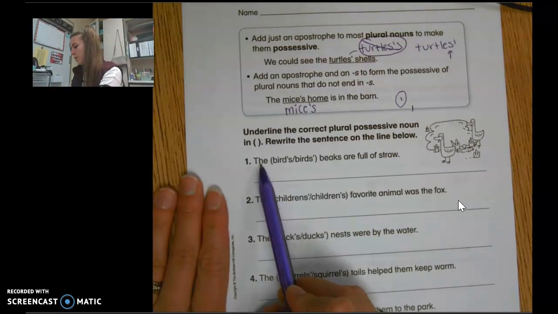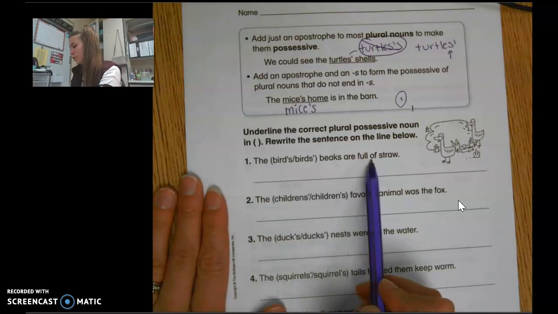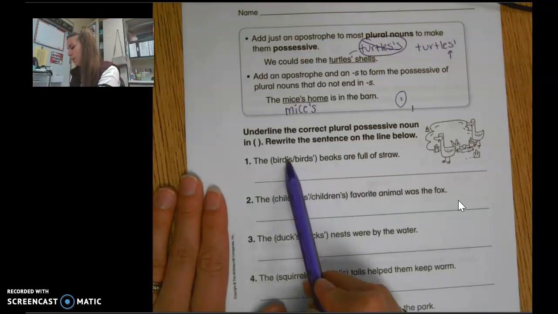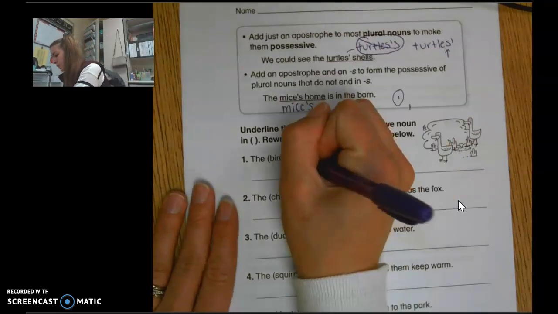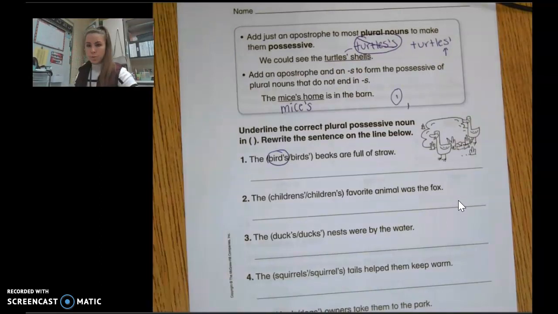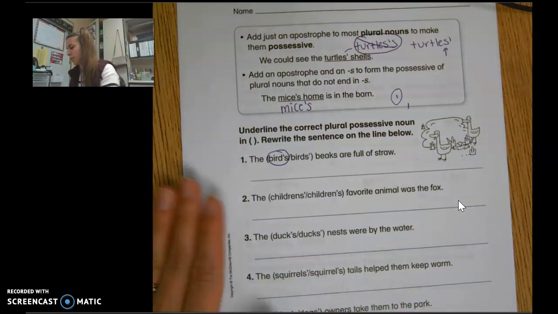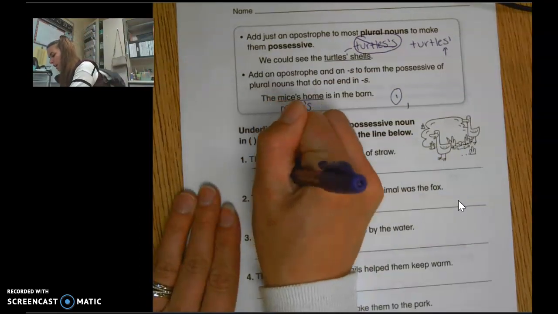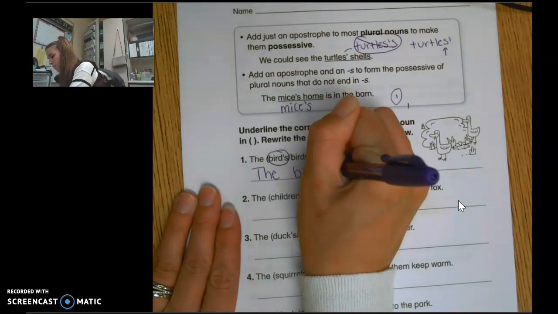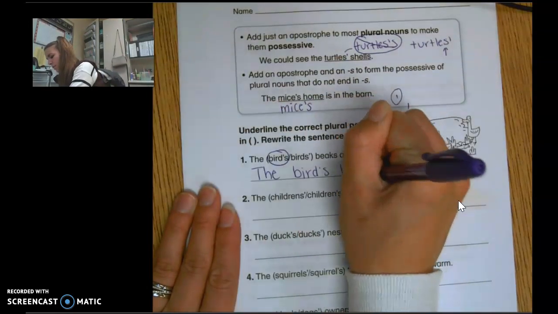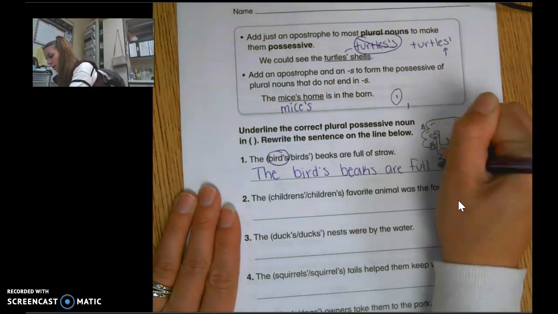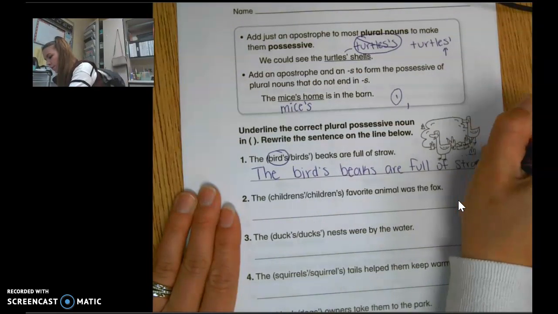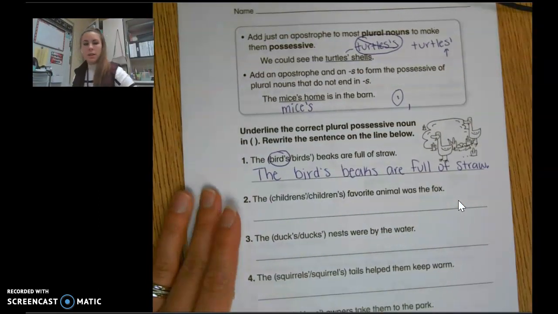So looking at number 1, the bird's beaks are full of straw. Should I put my apostrophe between D and S or at the end? I would put it between D and S because there was no S at the end of the word. I put my apostrophe S on to show that possessive noun. Then I will rewrite my sentence on the line. The bird's beaks are full of straw. I'm going to make sure to put my period at the end.